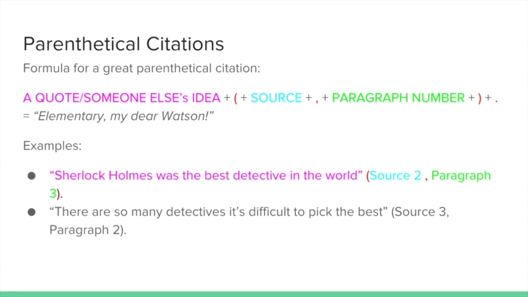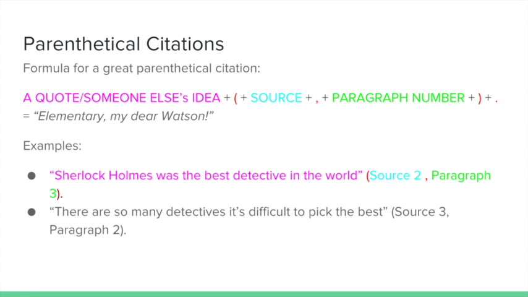All right, so here's the deal. Here's our formula, another color-coded formula for you guys. It's a quote or somebody else's idea. So in the sentence, you've got your quote. And then after the quote, I wanted to point out there's no period there. You've got your parentheses before, so your period's at the very end, the last parenthesis. Just want to point that out.